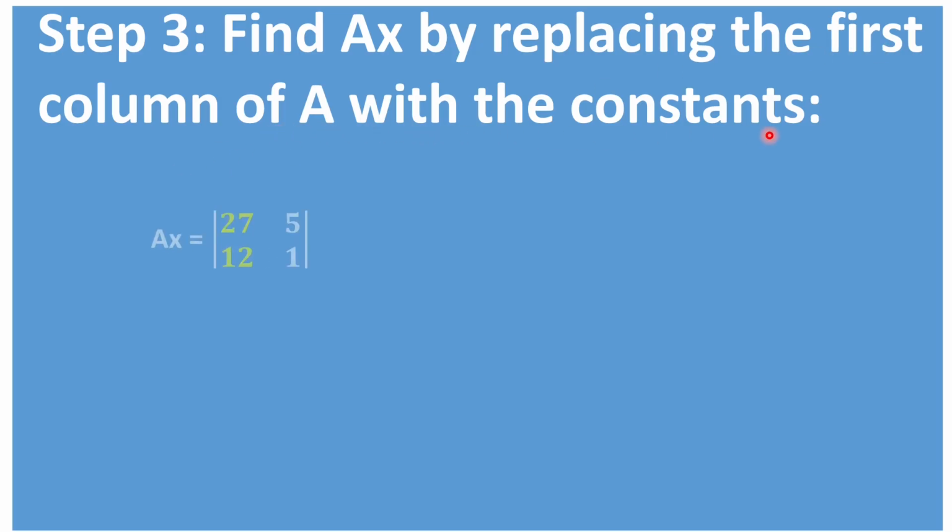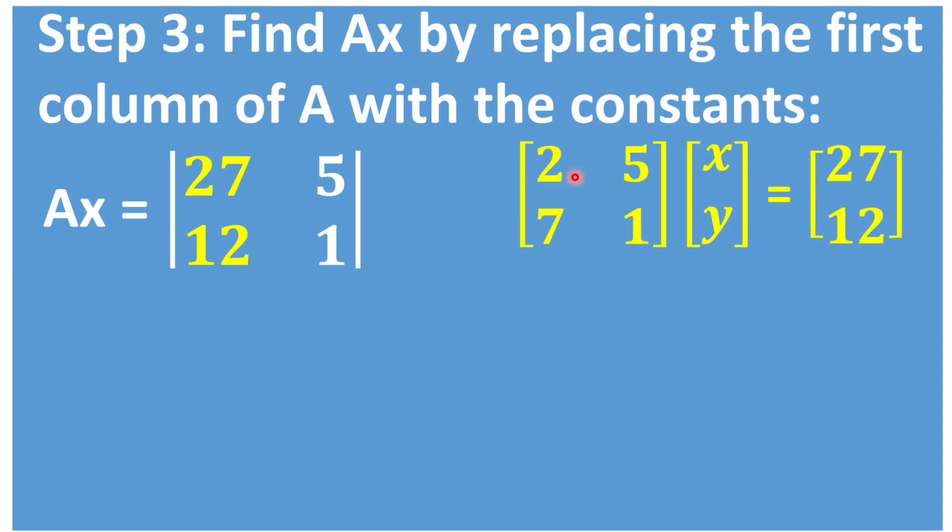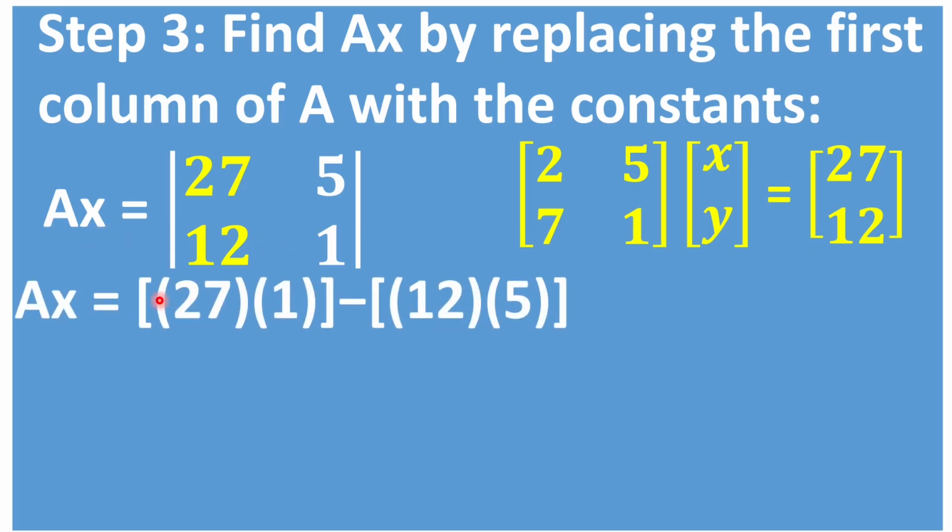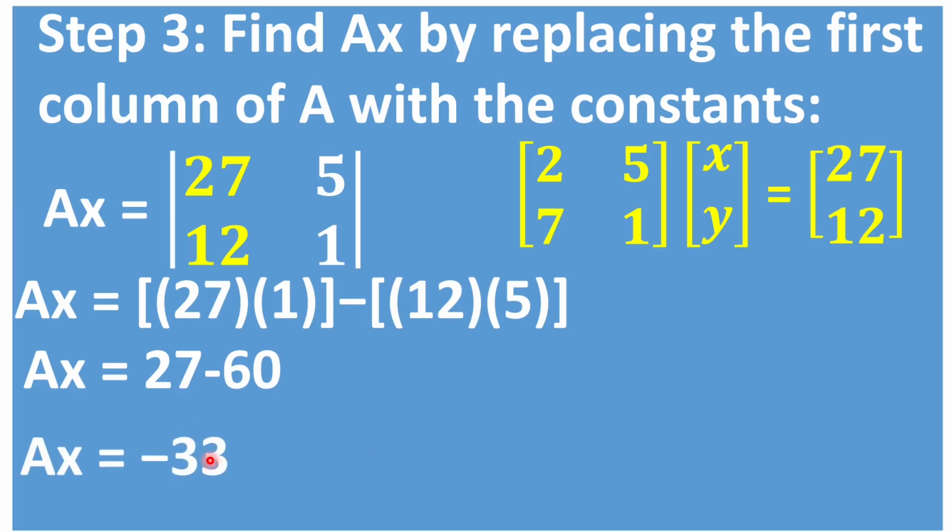with the constants. So basically, this was our matrix A. Now what we will do here is replace this 2 and 7 by these values. So we will put these values over here, and then we find the determinant. This determinant we will call Ax. For this purpose, we will multiply these two values, 27 and 1, and then minus 12 and 5. So this is 27, and 12 times 5 equals 60. So 27 minus 60 equals minus 33. So Ax equals minus 33.